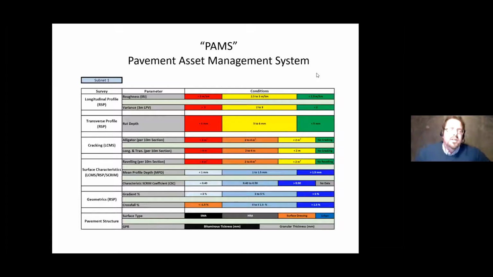Okay, back. Sorry. So effectively, to manage how the pavement is performing from year to year. You can then identify locations of the stress, rates of the stress, and determine your timely interventions. It's carried out over a series of criteria. As you'll see here, your roughness index, your IRI, your profile variance determines your rut depths, your levels of cracking, both alligator and longitudinal, raveling, your profile depths, your characteristic SCRIM coefficient, which would be your measure of grip, and then your gradient, crossfall, and your surface types and pavement thicknesses are determined using a GPR.